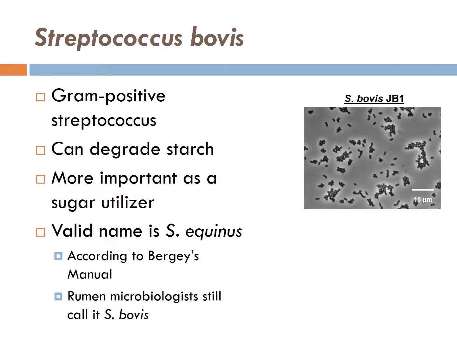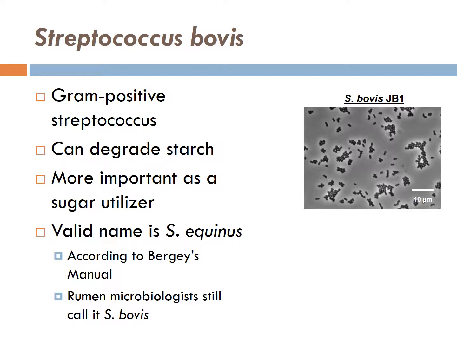Streptococcus bovis is a gram-positive streptococcus. It can degrade starch, but it's more important as a sugar utilizer. We call it Streptococcus bovis just through force of habit. Its valid name is actually Streptococcus equinus, according to Bergey's manual, which is the reference for this sort of matter.